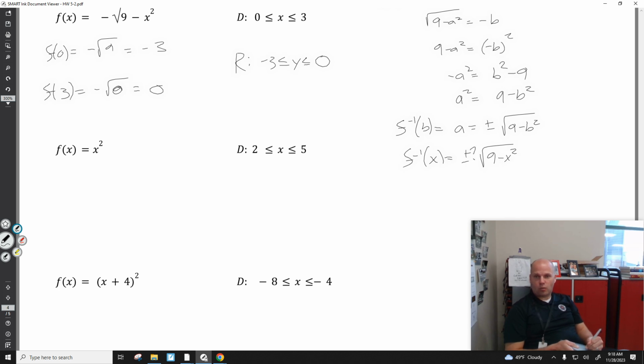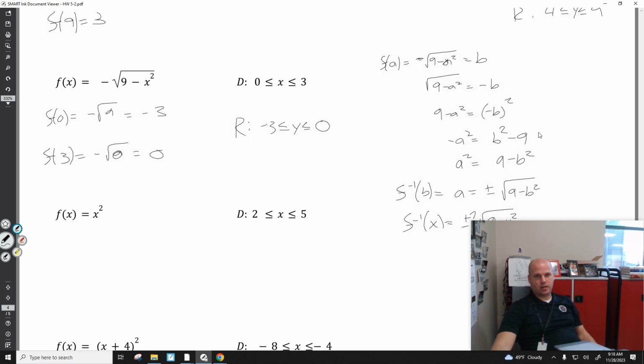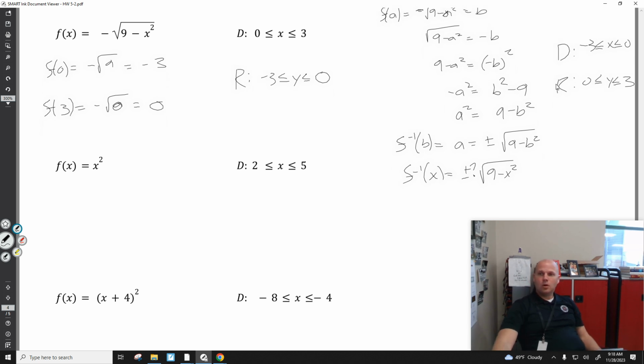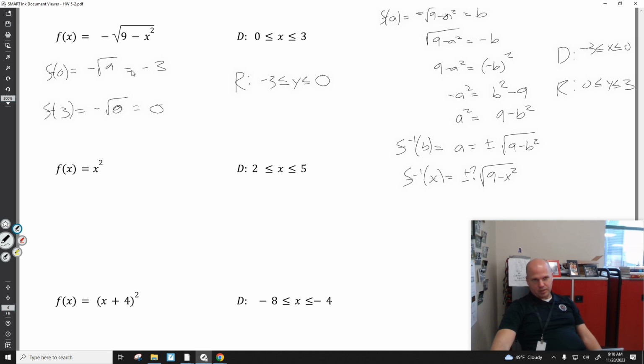So the question is, what's going on here with this plus or minus? Well, let's pay attention to the domain and range of the original function. The domain was 0 to 3. The range was negative 3 to 0. For this guy, it's probably best if we don't use inequality notation, but we're going to. The domain has to be negative 3 to 0 for my inputs. And the range has to be 0 to 3. My outputs, because of this function, need to be from 0 to 3.